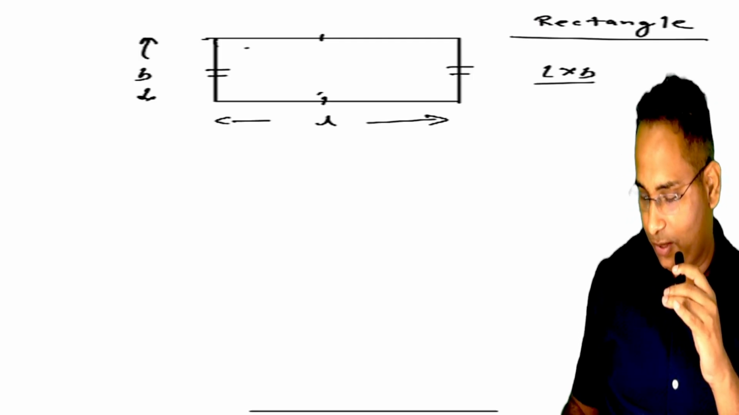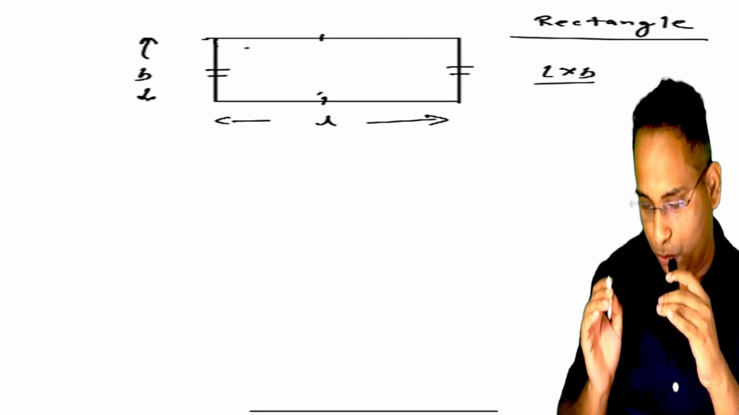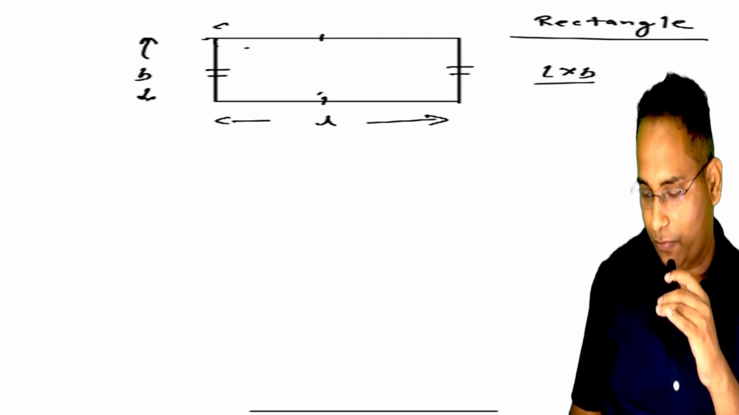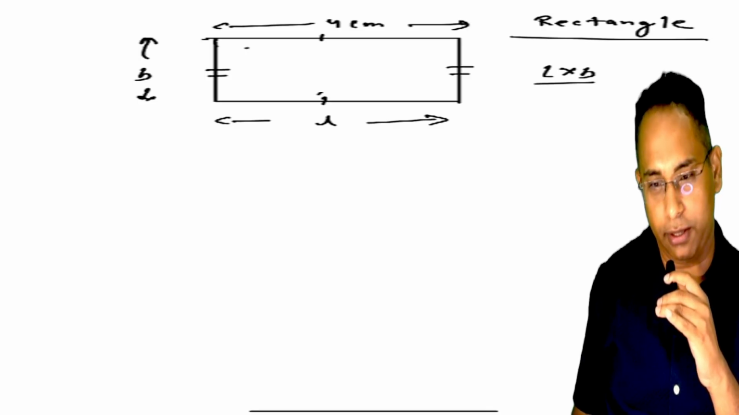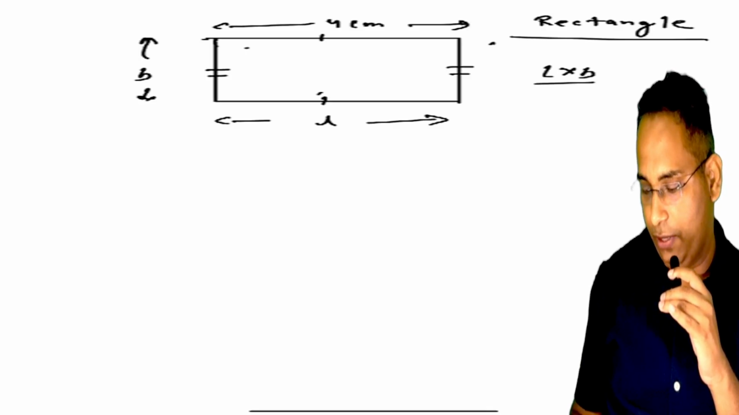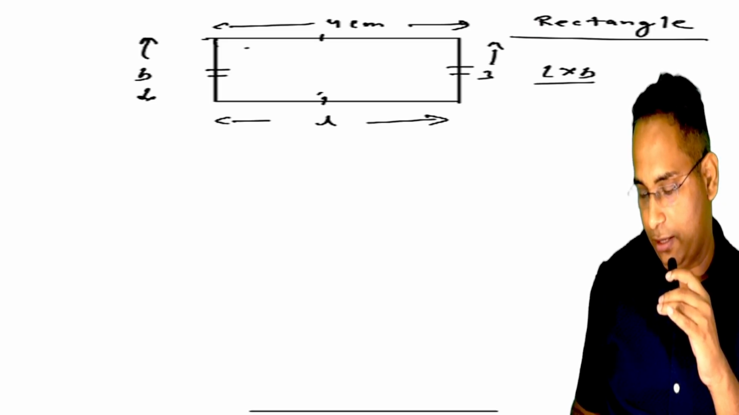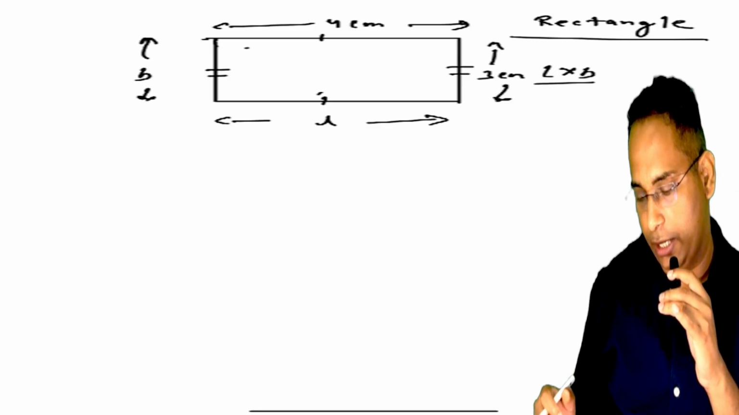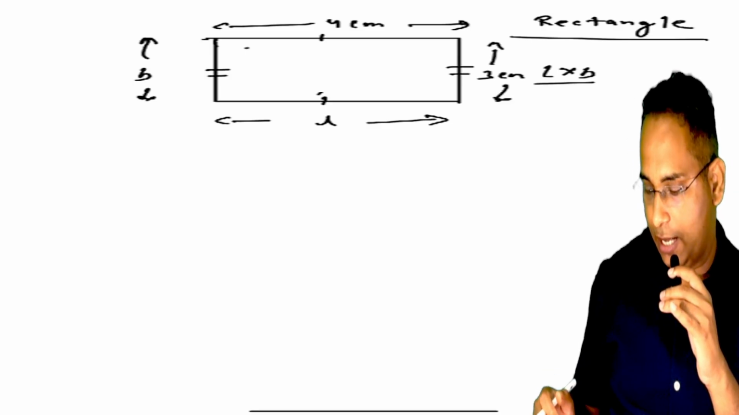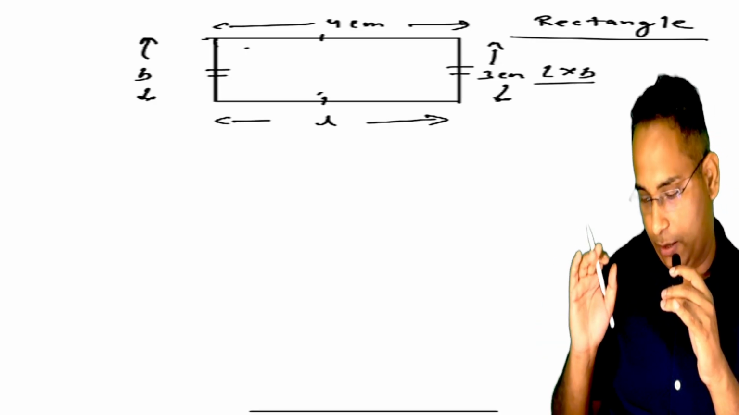So now see, suppose the length of this particular rectangle is 4 centimeter. Correct? I have taken that the breadth is 3 centimeter. No issue. Simple, a rectangular shape. We have just imagined its length and breadth.